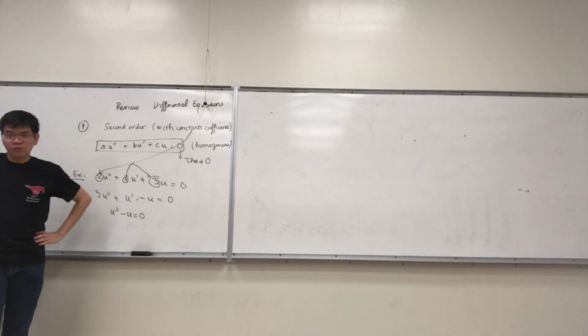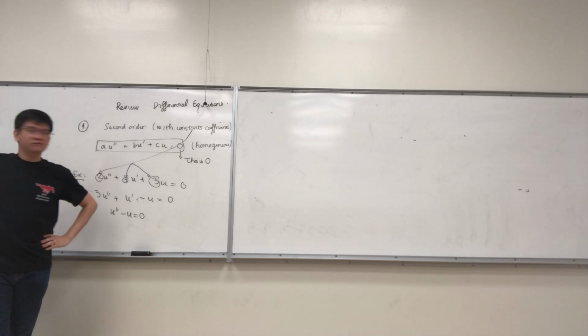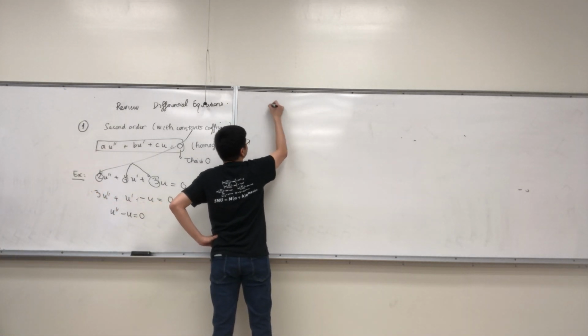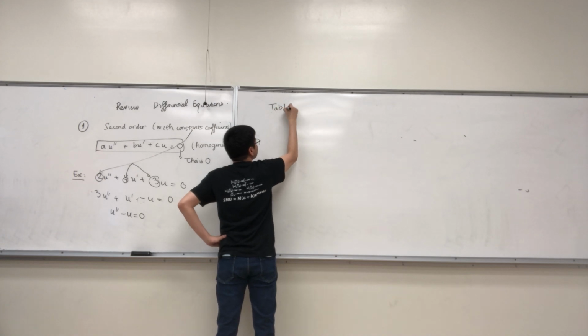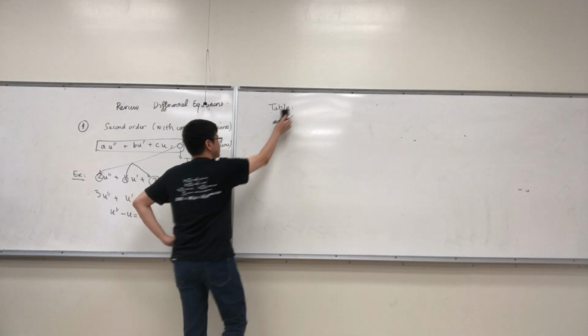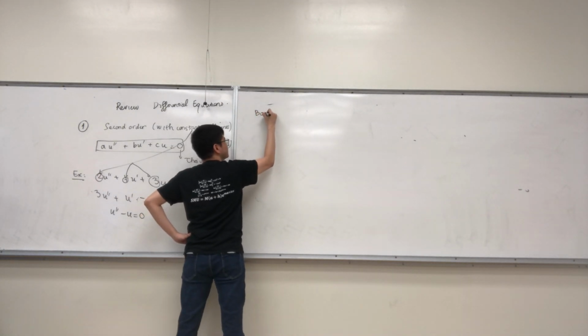So how do we solve a homogeneous second order differential equation? Characteristic equation, right? So this is the table. And yes, before going to the table, let us discuss boundary condition. Right? So let us discuss boundary condition.